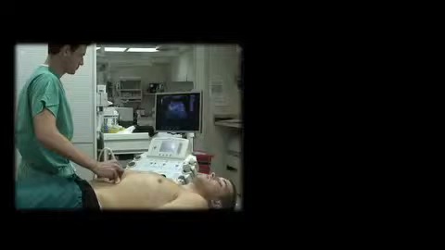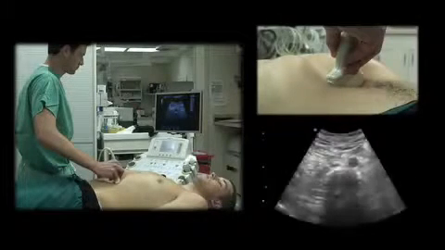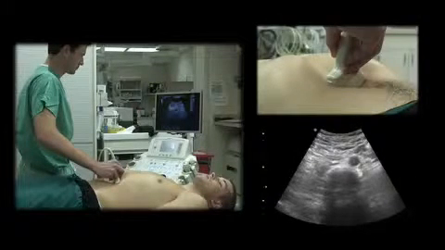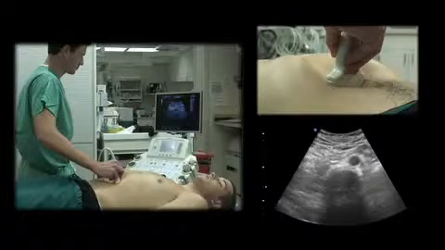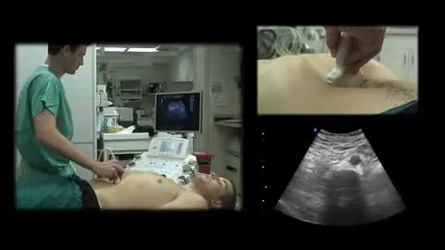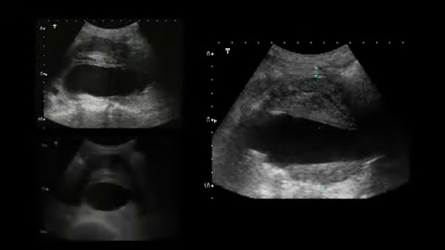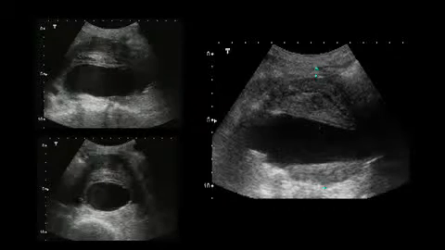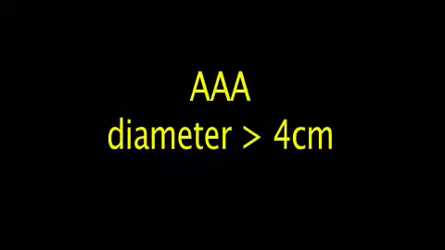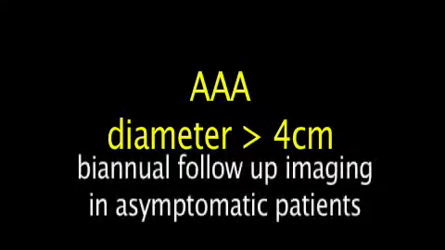Bedside ultrasound is an invaluable tool in the screening of patients suspected to have AAA. A scan with no evidence of AAA can be helpful in establishing a second diagnosis, such as renal colic, which can mimic symptoms of AAA. Detecting and documenting the extent and location of an aneurysm can aid in directing the urgency for repair. Aneurysms greater than 4 centimeters should be re-imaged twice yearly in asymptomatic patients.